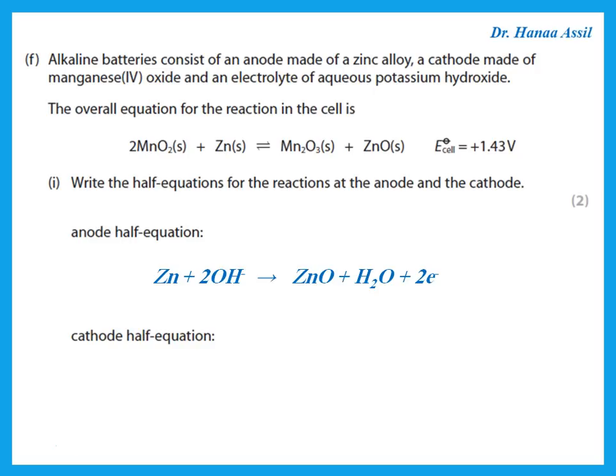Now the cathode, this is where the reduction happens. So this is where we're going to have the MnO2 changing to Mn2O3, and this would be the balanced equation.